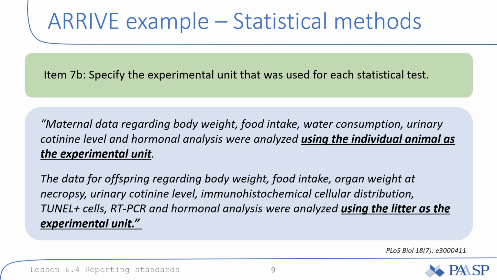Another example is item 7, asking to specify what the experimental unit actually is in the experiment. And again, here ARRIVE provides details that, within one report, the experimental unit can be defined differently for different studies. In one case, the single animal was considered the experimental unit. And for a second set of data, the example provided describes the litter as the experimental unit. Again, very clear for the reader to follow what happened, what sample size meant in these studies, and what data were subjected to statistical testing.